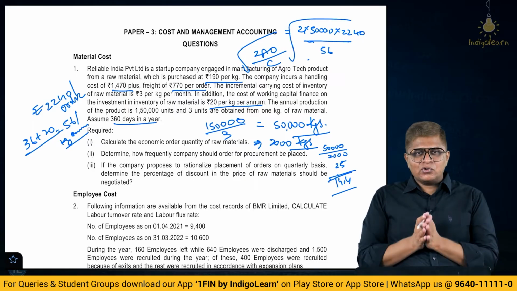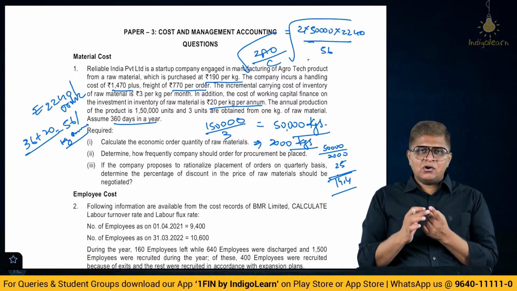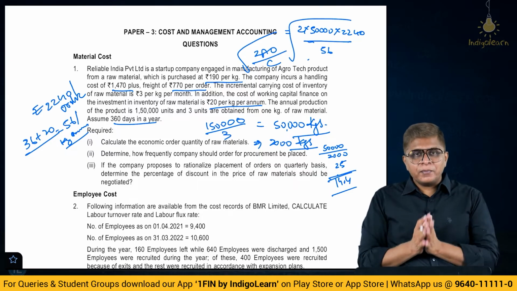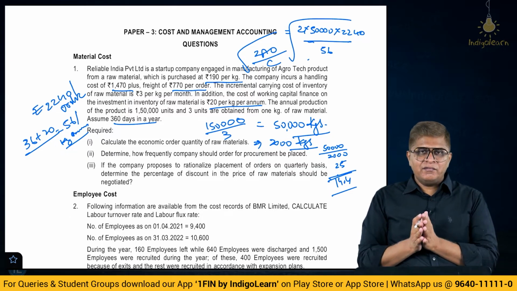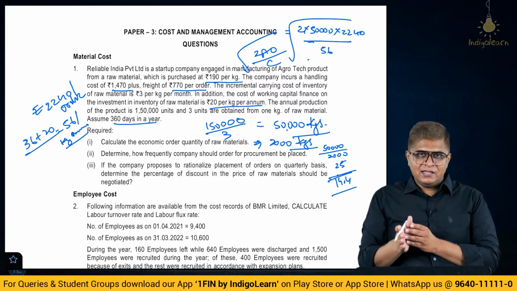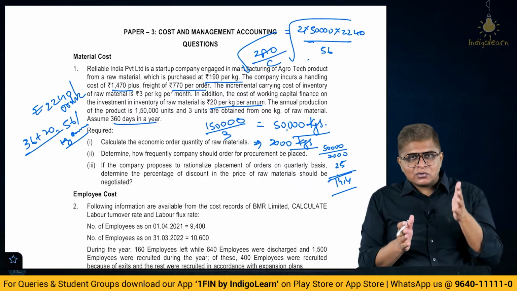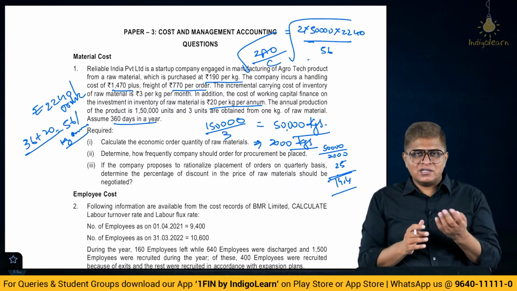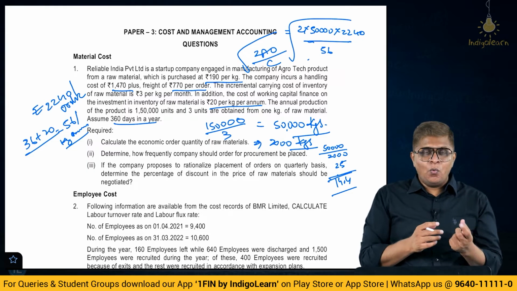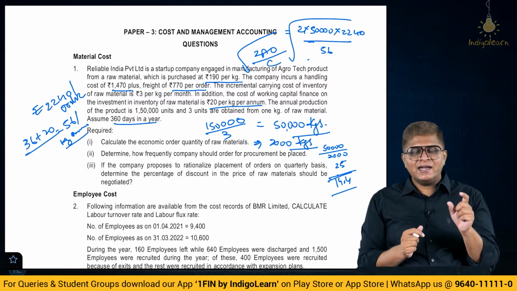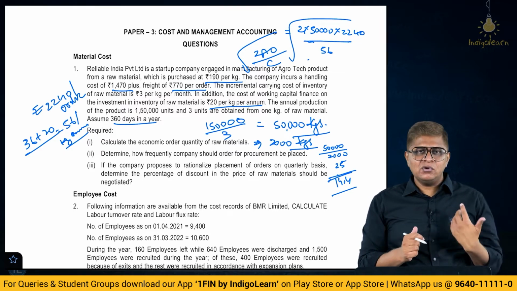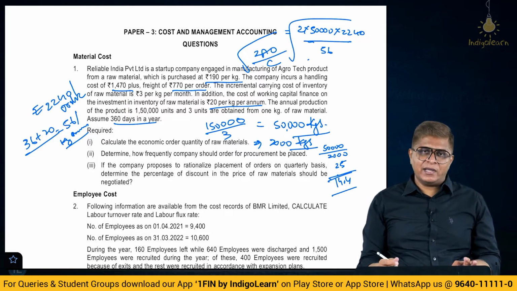See, at the EOQ, the ordering cost, carrying cost and the cost of buying is at the optimum, it is the least. So, we will have to calculate the total cost as per the EOQ. We will have to calculate the total cost as per this proposal, that is 4 orders in a year. We will have to see how much is the incremental cost. Whatever is the incremental cost, that the company has to ask for as a discount, and that negotiation has to happen. So, let us look at the calculation quickly once.